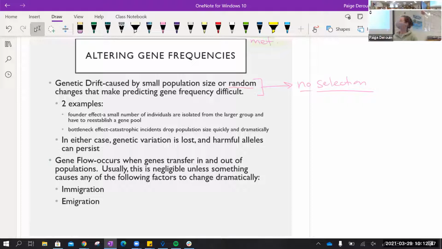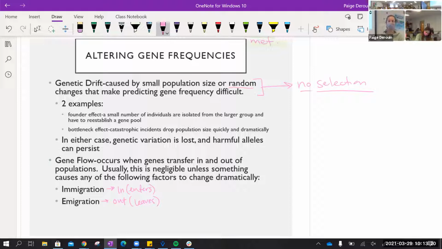And then also there is gene flow, which can't happen if there's going to be Hardy-Weinberg. This is just immigration and emigration. What's the difference? One is coming. Do you know which one is which? M is coming. M is leaving. Yeah, immigration is in. Emigration is out.